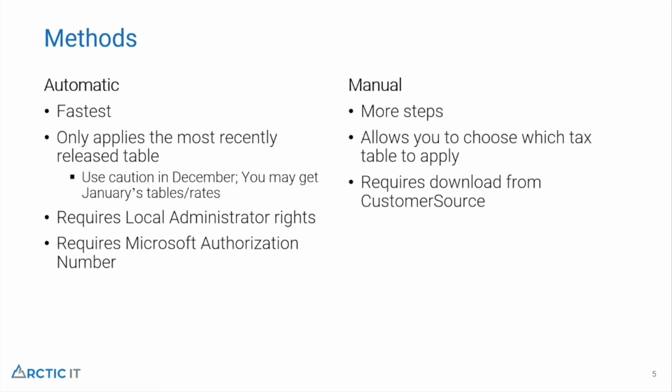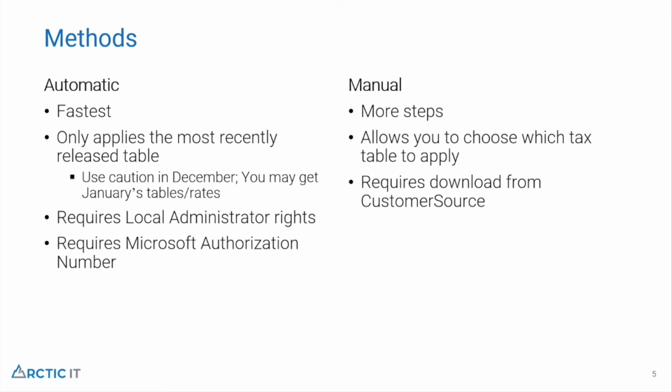The January tax tables for the new payroll year are released mid-December. So if it is late December and you are preparing your W-2s, you may need to double check and verify that you don't download tax tables incorrectly, because you might grab January's tax tables if you use the automatic method. So January through about November, you're fine, but just watch out for December that you don't grab the next year's tax tables.